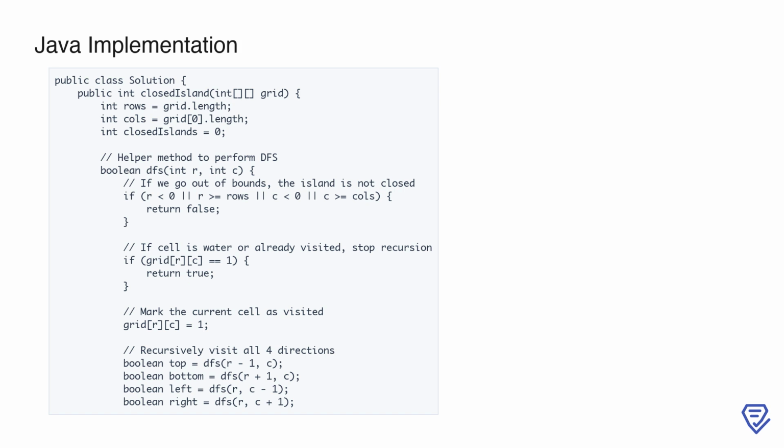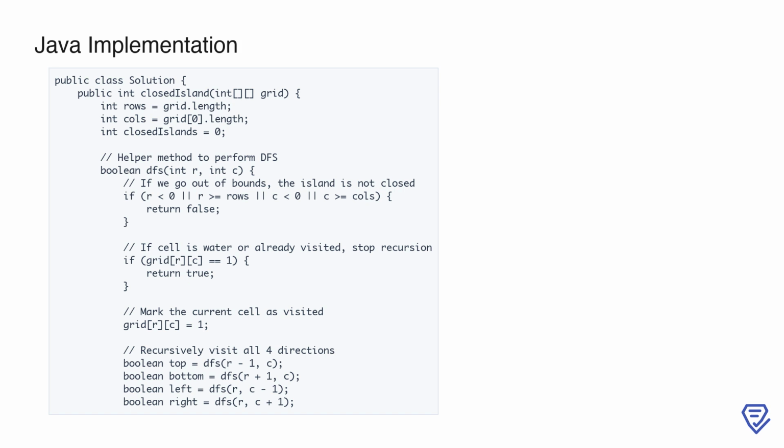Next, we define a helper method called DFS that performs a depth-first search. The purpose of this method is to check whether an island is closed by recursively visiting all connected land cells. To begin, we handle the base case. If the current cell is out of bounds, meaning it's beyond the edges of the grid, we return false because that would indicate the island is not closed. Then, we check if the current cell is already water or has been visited. If so, we stop recursion by returning true.